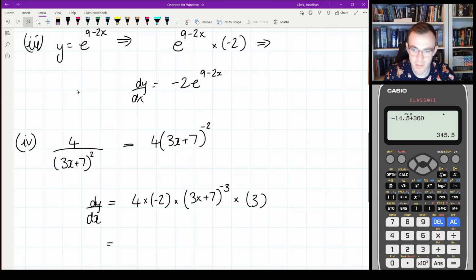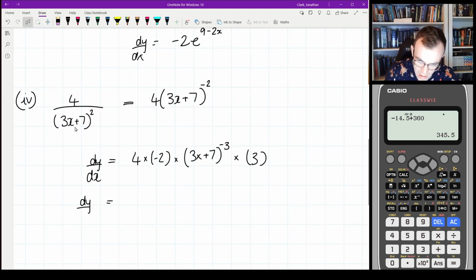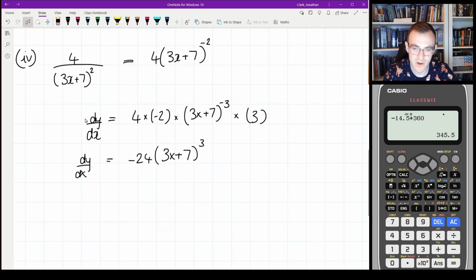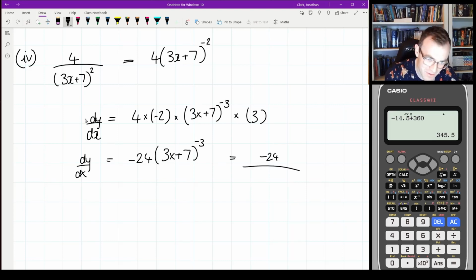So let's tidy up all these numbers out front. 4 times minus 2 times 3 is minus 8 times 3 is minus 24. And you could probably leave your answer like that. If you wanted to, you could, oops, I need to pop that minus in there. Nearly missed that. If you wanted to, you could write it back underneath if you wanted to. That's fine.